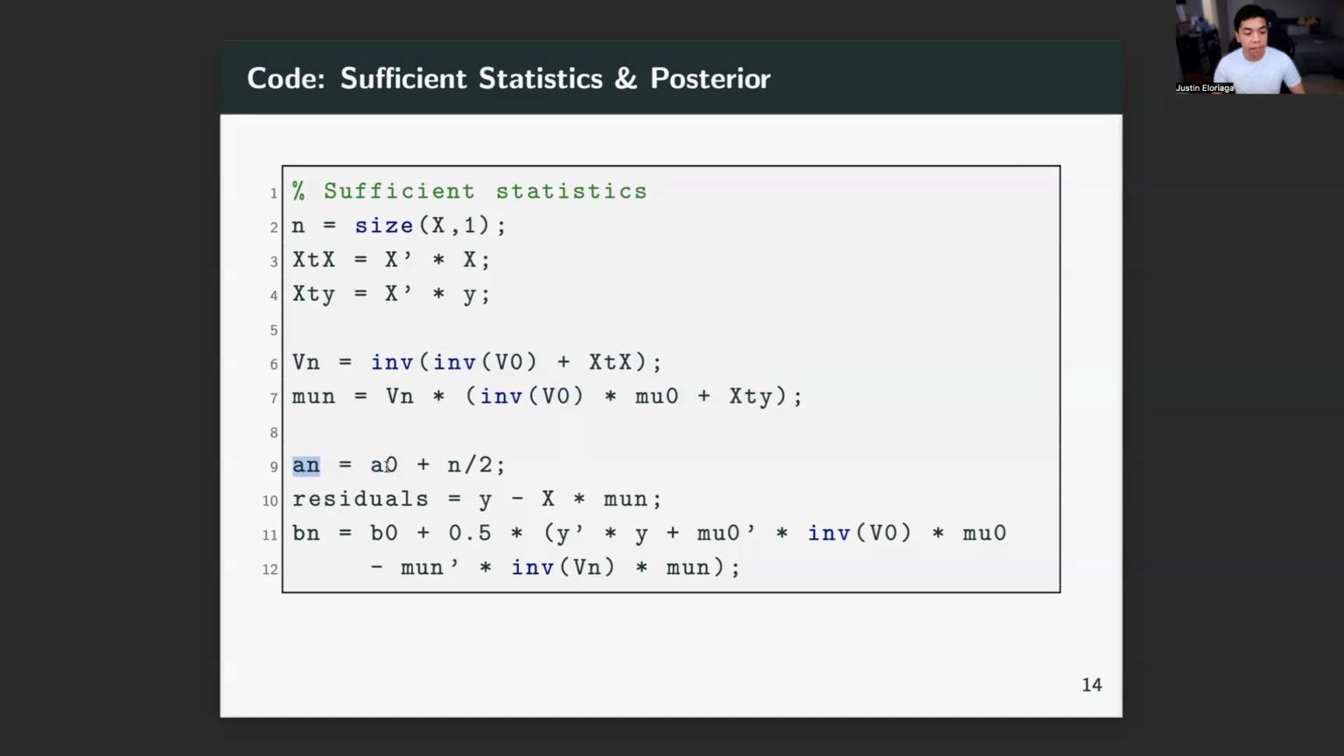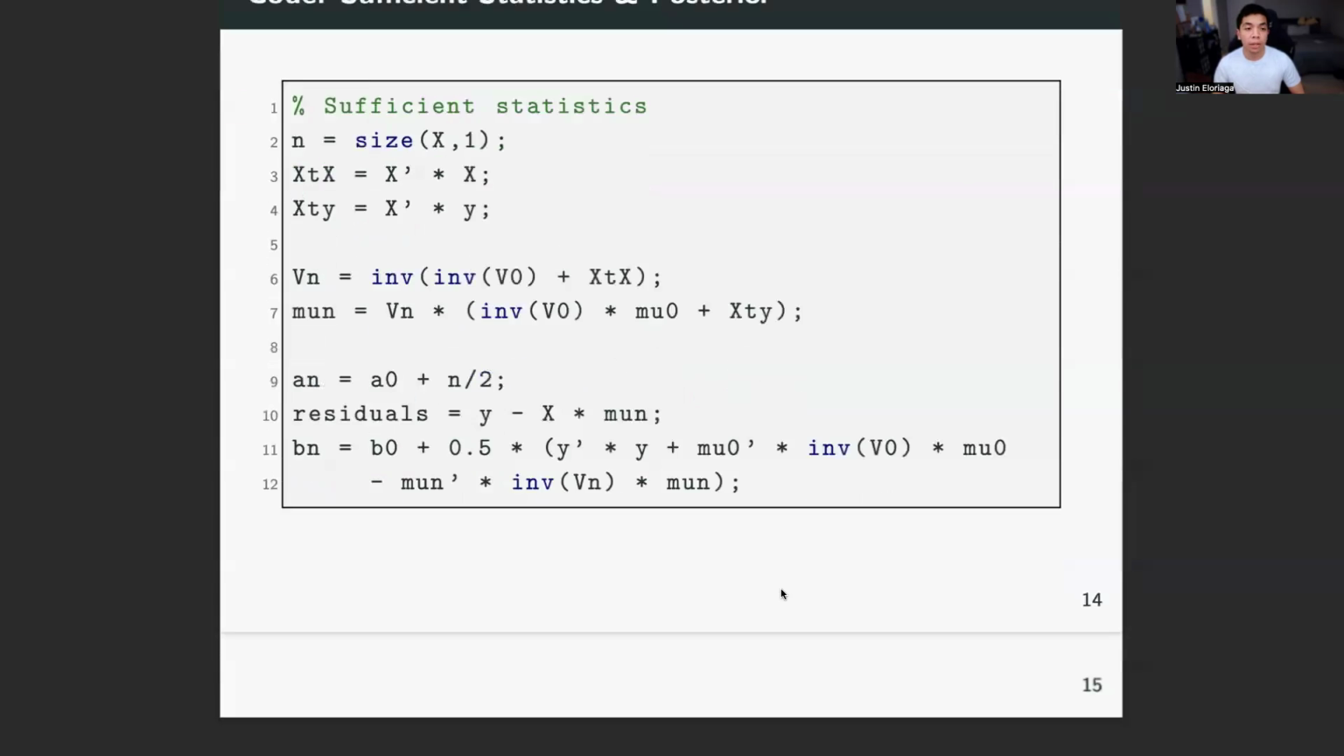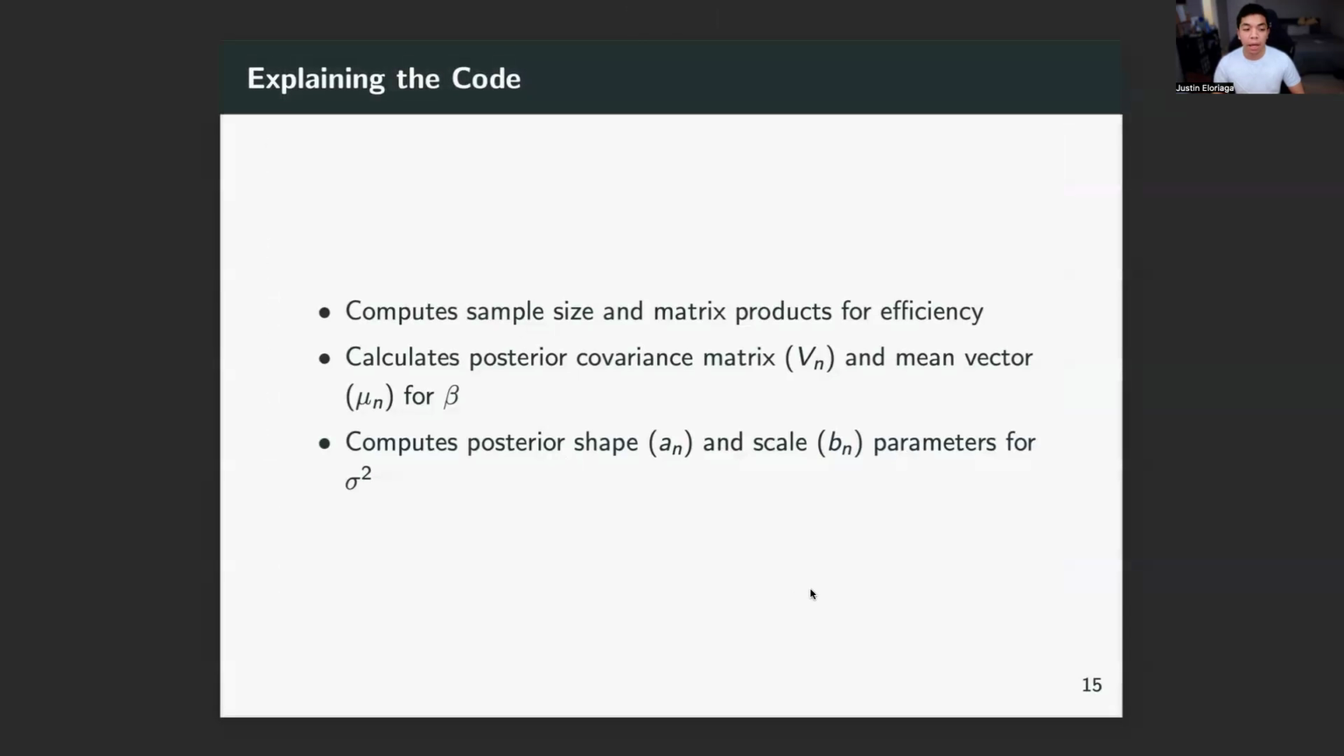So again, this is going to be equal to the prior plus new data coming in. This will compute for the residuals, and this will compute for everything else. And those are the sufficient statistics, right? It will compute the sample size and the matrix products, pre-allocating them for efficiency purposes. Then it calculates the posterior covariance matrix and the mean vector for beta, and it will compute the posterior shape and scale parameters for the error variance.